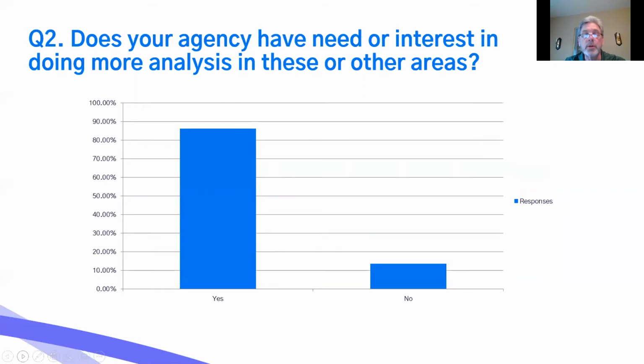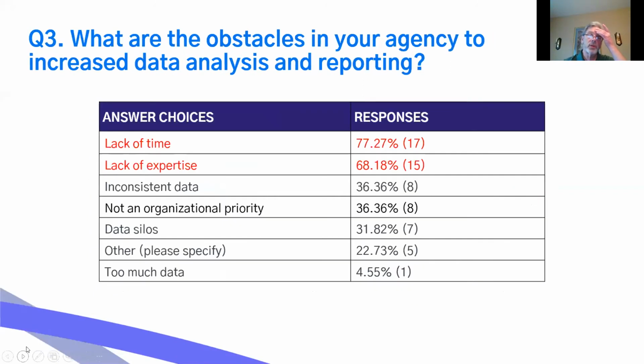The second question wanted to know if your agency had an interest in doing more analysis in these or other areas. 19 of the 22 responses indicated yes. I'm thinking if it was more than that, you would think that we had planted that, but those were the actual answers. In question number 3, we asked you to identify the agency obstacles to increasing your amount of data analysis and reporting. Although all the listed obstacles got some votes, the top 2 by far were lack of time and lack of expertise within the agency, at 77% and 68% respectively.